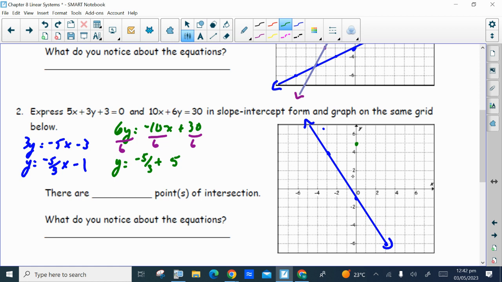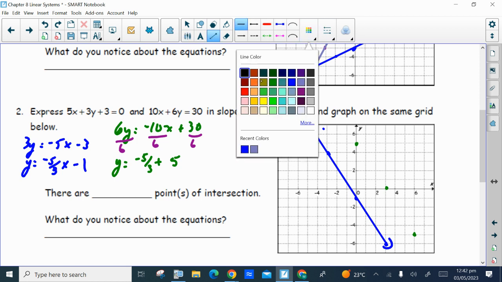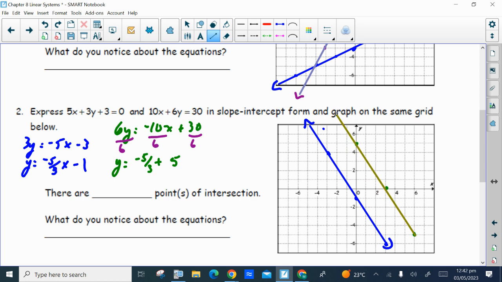So you're going to rise negative 5 and run 3. These two lines will be parallel lines. They have the same slope. So this is an example where there will be 0 points of intersection. Because they are parallel lines, they have the same slope, they will never cross. So in this case, there are no points of intersection. And again, we're going to save that last piece to the very end.